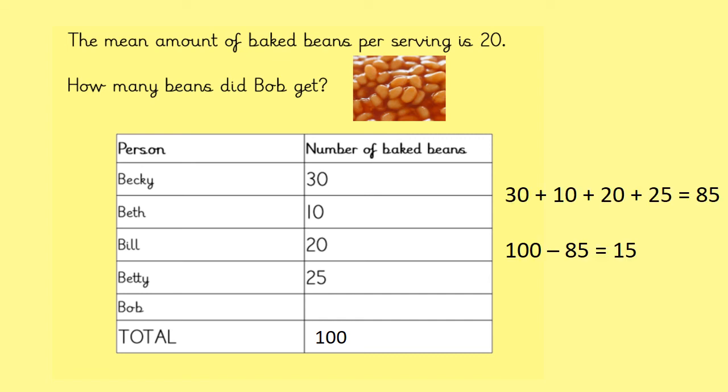So if we add the servings that we know so far, 30 plus 10 plus 20 plus 25 is 85. Now we can subtract the 85 from 100. 100 take away 85 is 15. So that means that Bob must have had a serving of 15 baked beans.